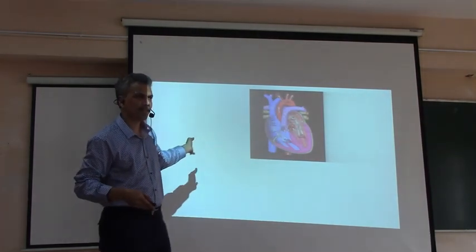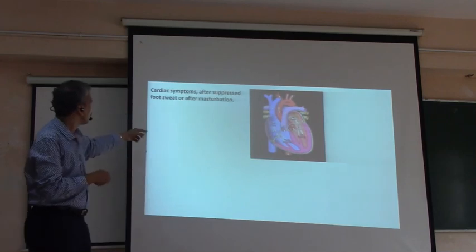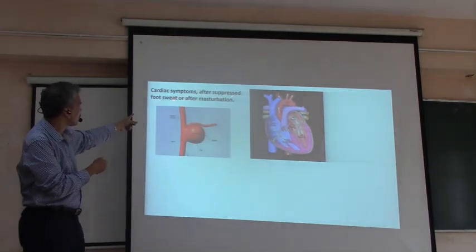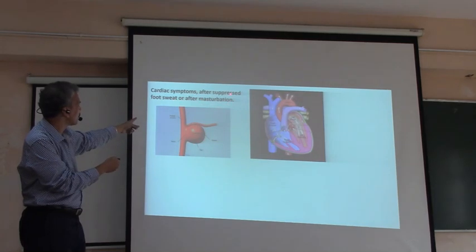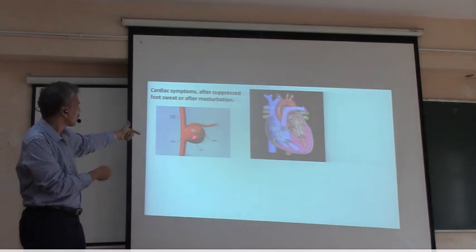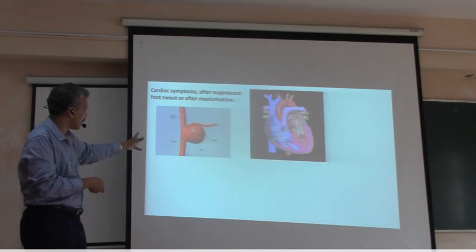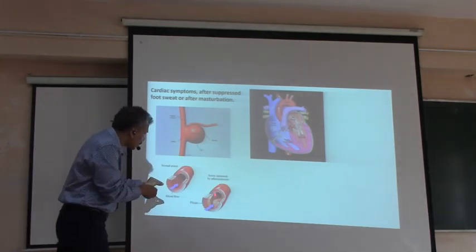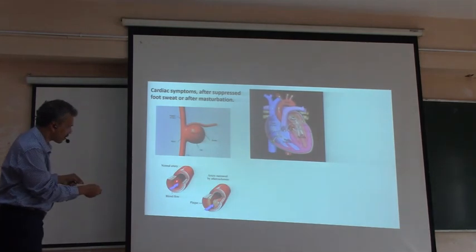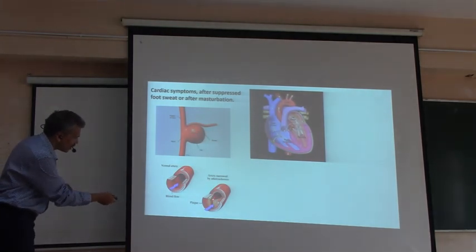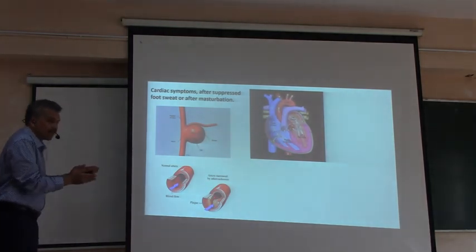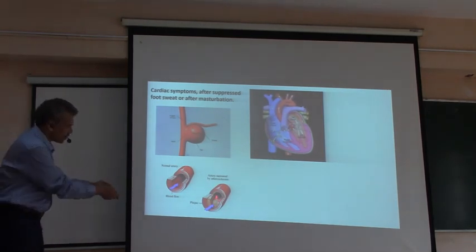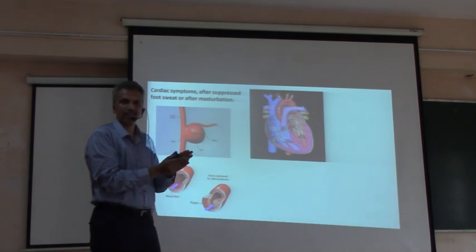What do you see under heart? Aneurysm, very good. And cardiac complaints which come after masturbation or after suppressed foot sweat. And we saw this dilatation of the arteries. You can also have atherosclerosis. This is the normal artery, you see the space here. And here you see the arteries narrowing. Atherosclerosis.